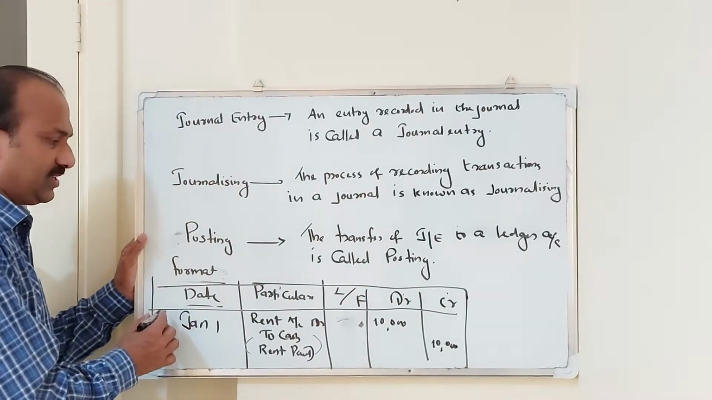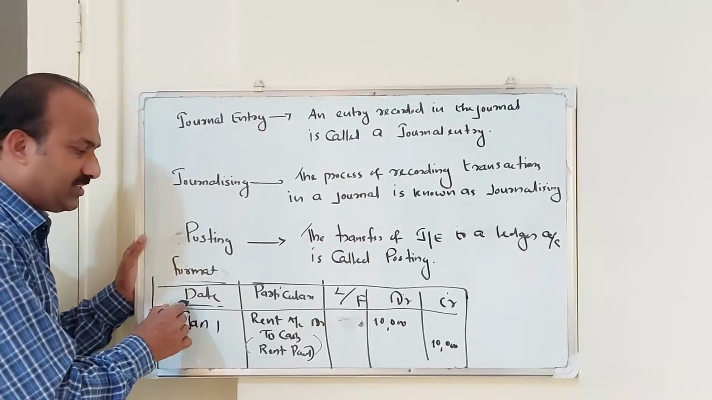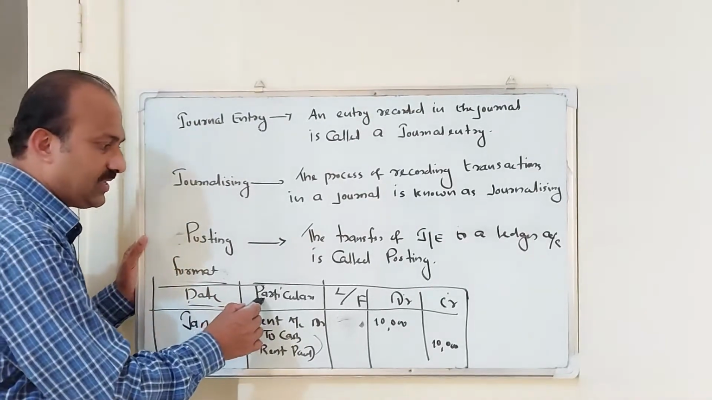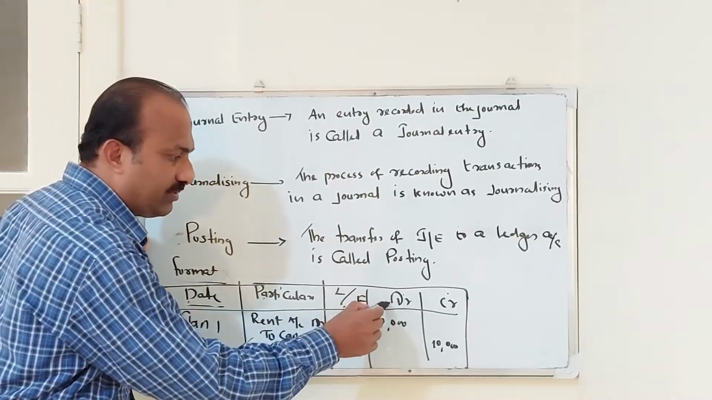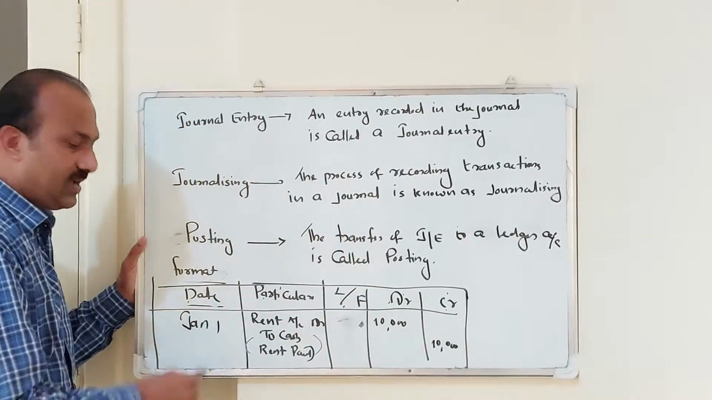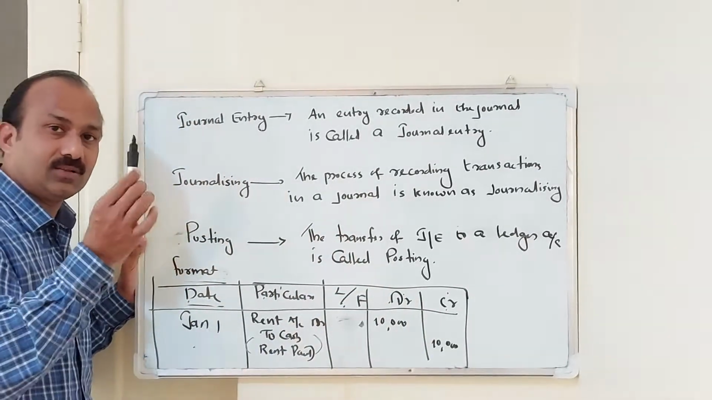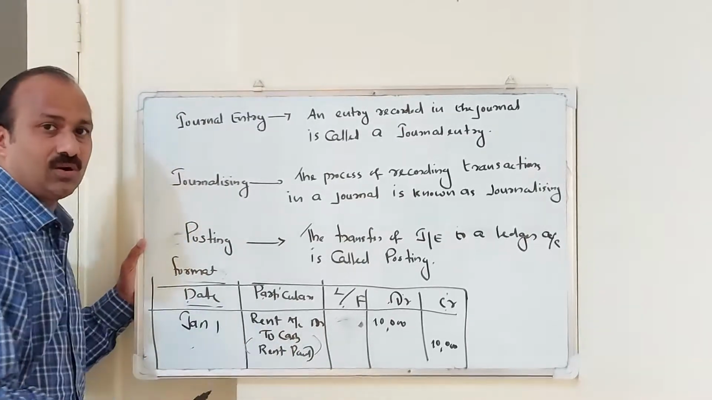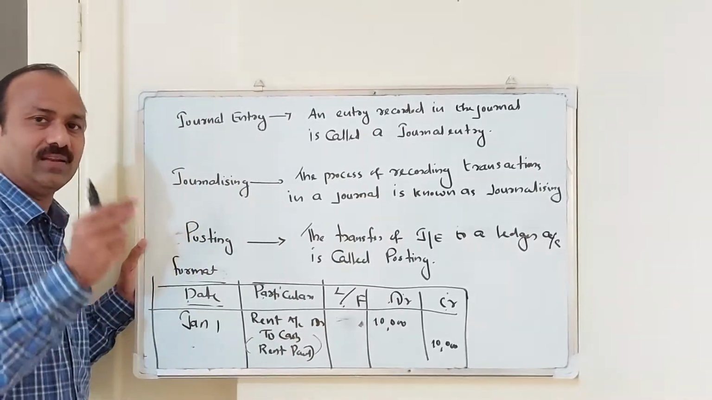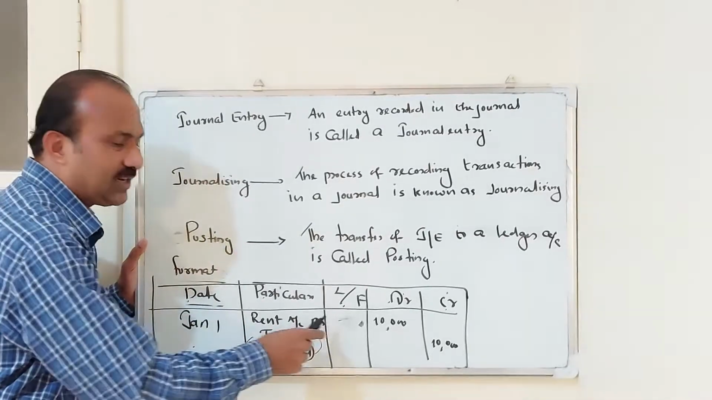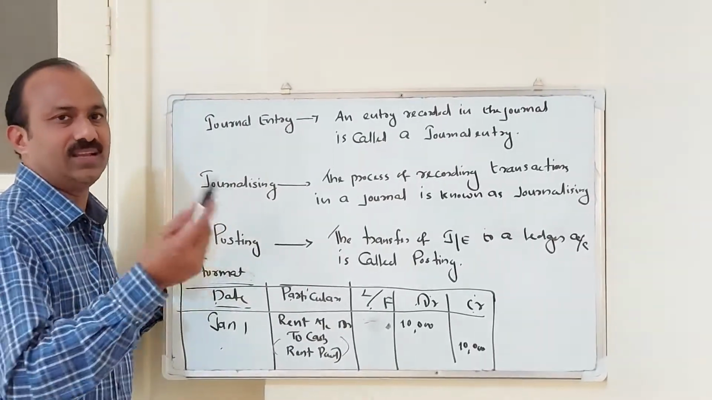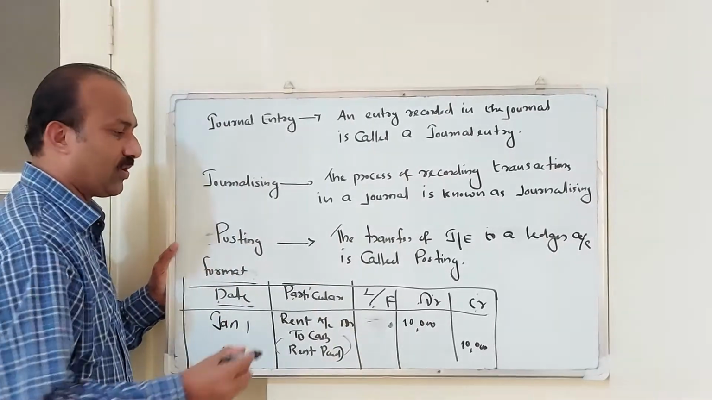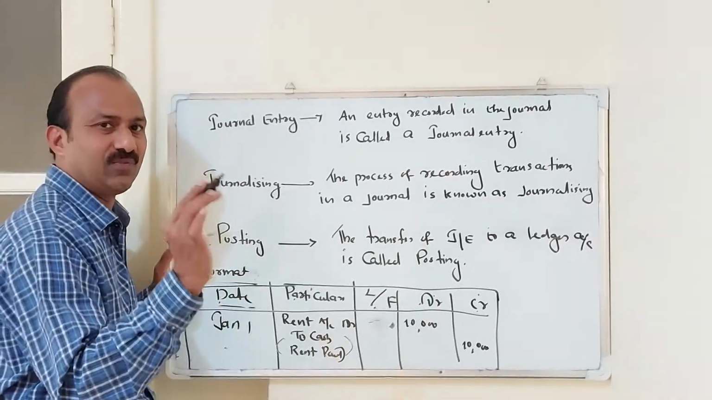What are the columns in a journal format? Date column is there. Particulars column is there. Ledger folio column is there. Debit amount column is there. Credit amount column is there. Date column shows the date of the transaction. Particulars column shows which one is debit and which one is credit. And ledger folio column is normally used for reference purposes, the area or number given for understanding. It's a kind of reference.